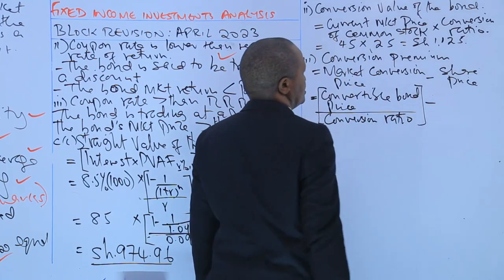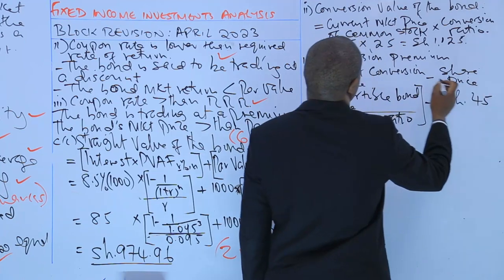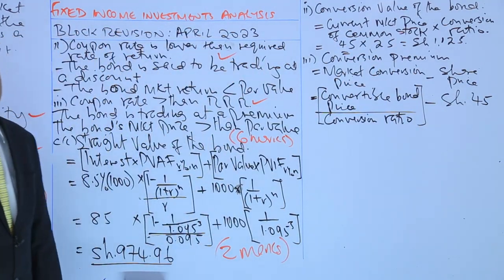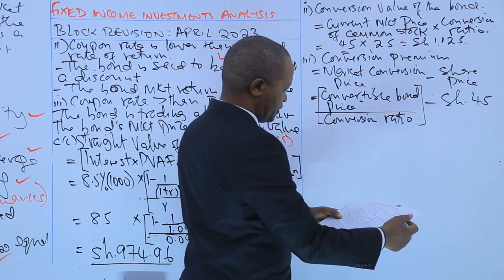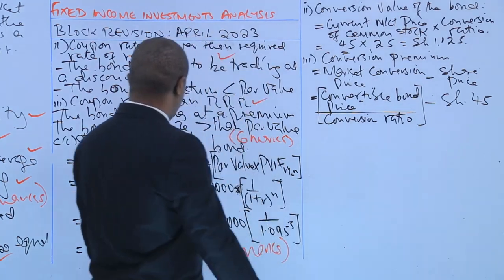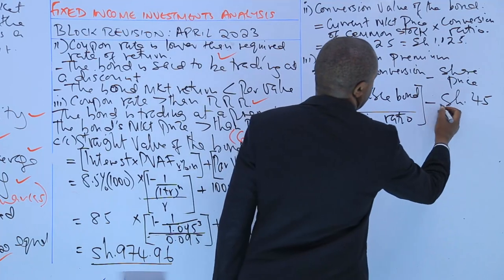Then we subtract the share price, which we know is 45 shillings. Now, do we have the convertible bond price? Do we have the convertible bond price? So this is 45.